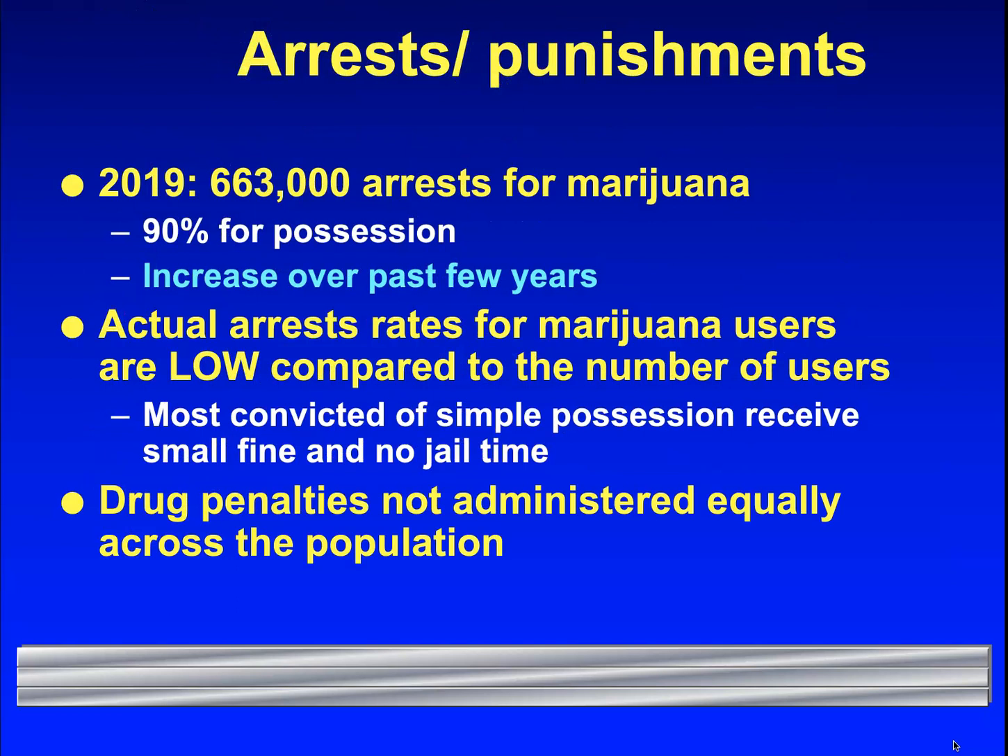We'll talk about some punishments. In 2019, there were 663,000 arrests just for marijuana in the United States, and 90% of those, actually it's now 92%, were for possession. And that's one arrest every 48 seconds, mostly for possession of marijuana.